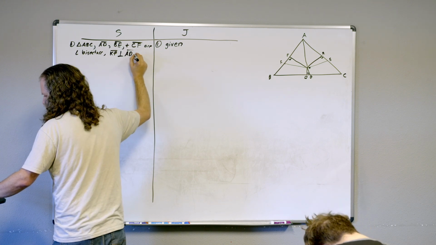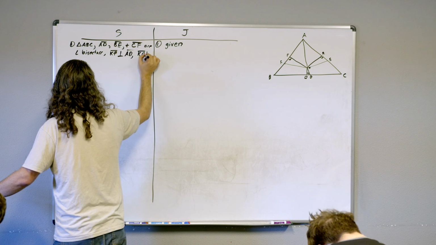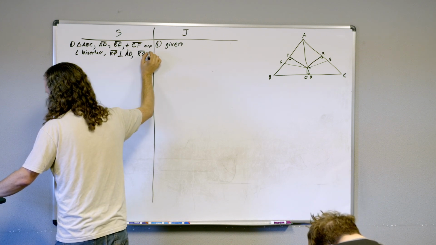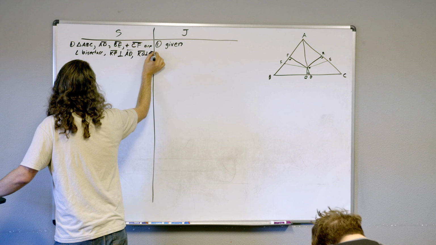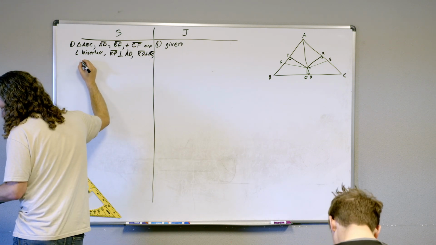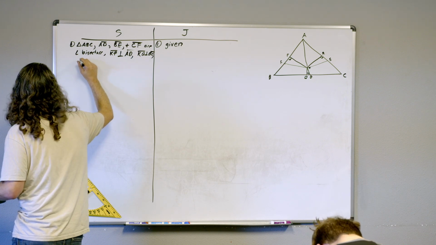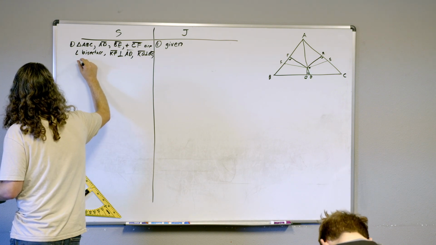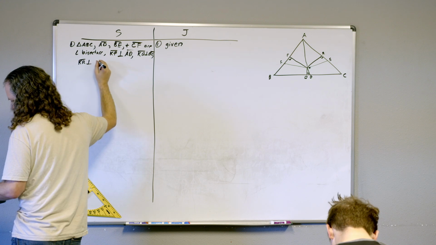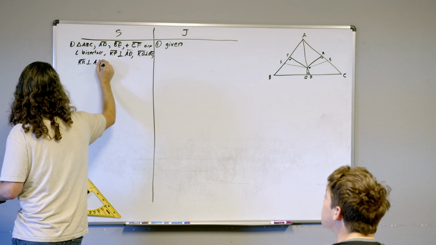AB, and KQ is perpendicular to BC, and, excuse me, KR is perpendicular to AC. Is one of these going to be on the test?